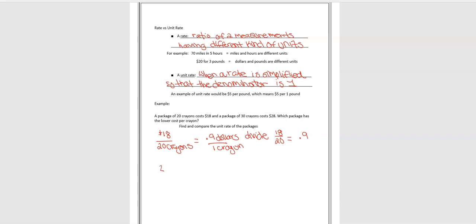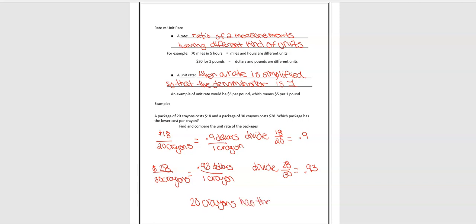Now let's compare the other ratio, $28 for 30 crayons. Okay, so over here, I'm going to divide 28 over 30, and I get 0.93. So this is $0.93, so 93 cents for one crayon. So which one is the better deal? Comparing, do I want to spend 90 cents a crayon or 93 cents? I would prefer to spend less money. So the pack of 20 crayons has the lower cost per crayon.